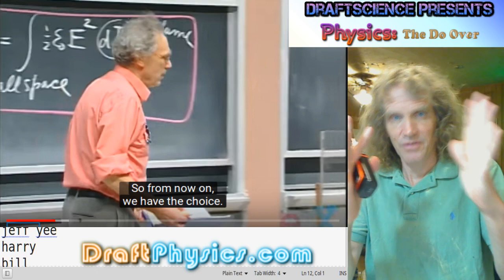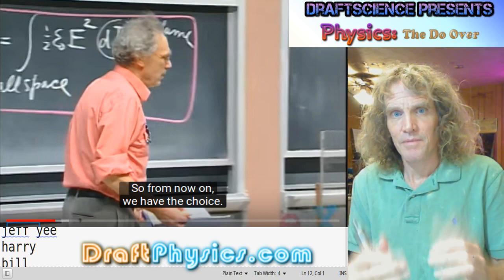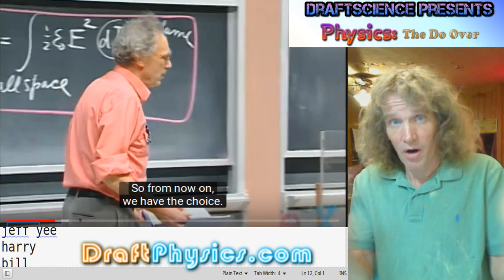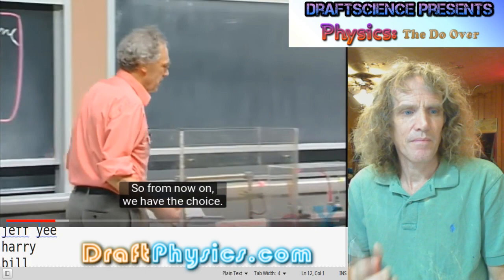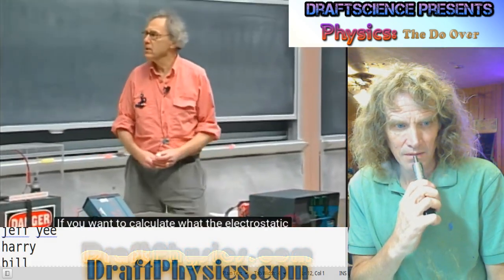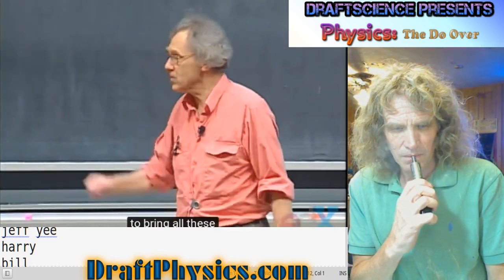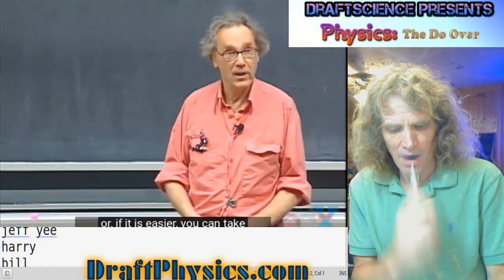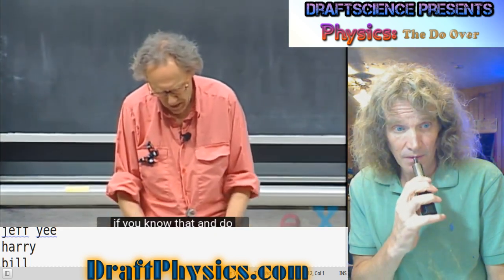It's more easily understood when you're pushing things together how you're making pressure. But when you're pulling things that are attracted apart, you're also making pressure. We have the choice. If you want to calculate what the electrostatic potential energy is, you either calculate the work that you have to do to bring all these charges in place, or if it is easier, you can take the electric field everywhere in space, if you know that, and do an integration over all space.